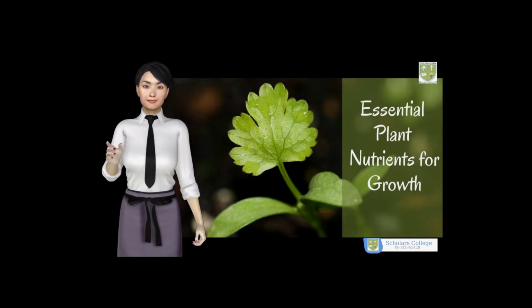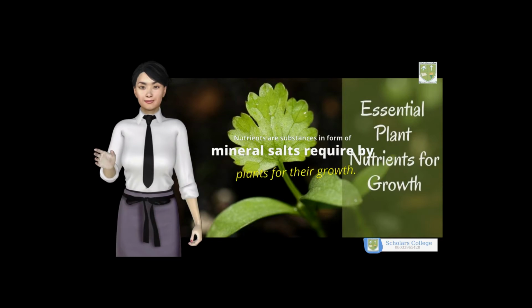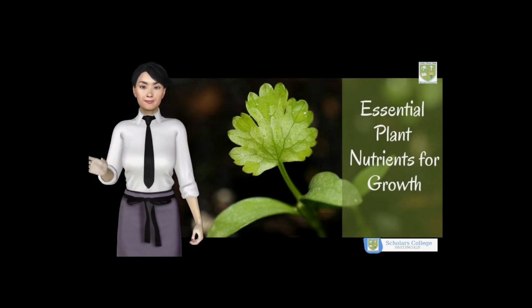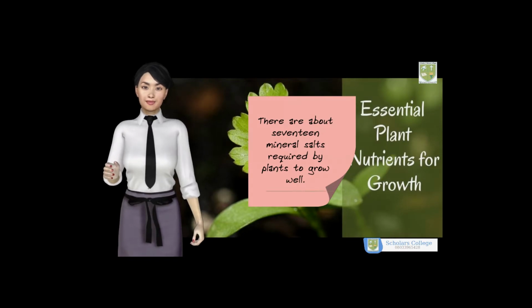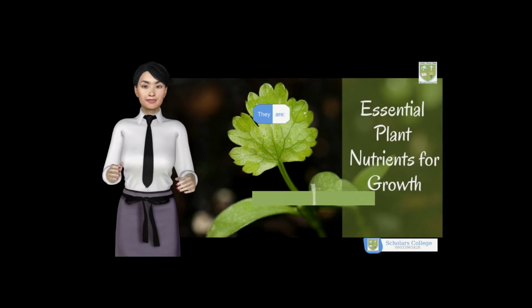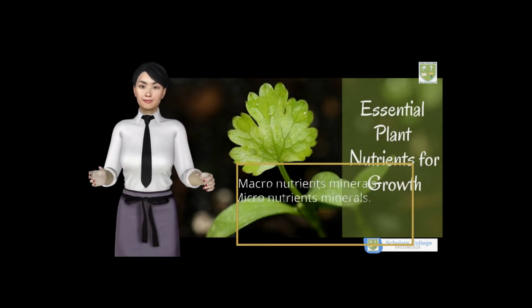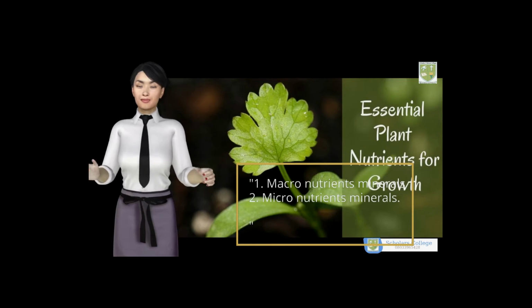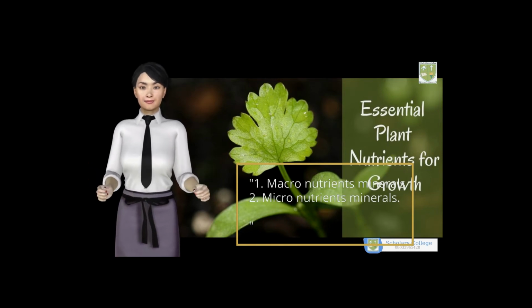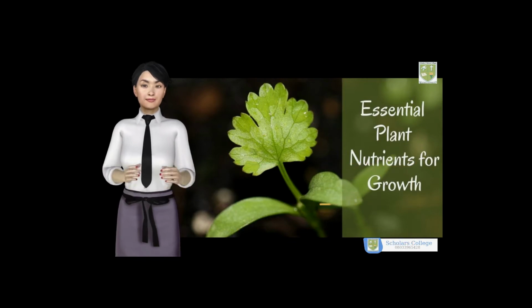Good. Let me begin by saying nutrients are substances in form of mineral salts required by plants for their growth. There are about 17 mineral salts required by plants to grow well. These nutrients are divided into two groups. They are 1. Macronutrient minerals and 2. Micronutrient minerals. Let us dig deeper to know and understand each of these nutrients.